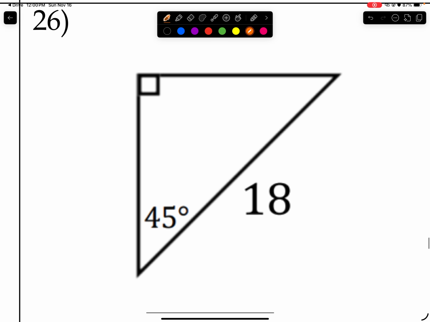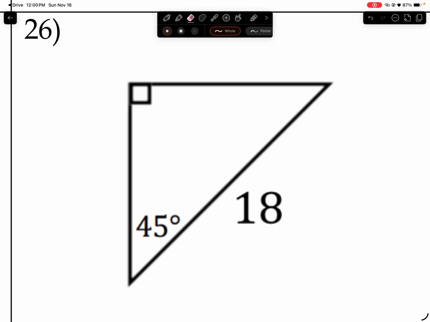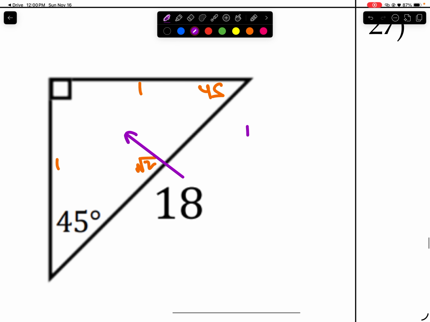So next, we have another 45, 45, 90. So your ratio values are going to be 1, 1, and then root 2. So when I divide going in, I'm going to do 18 divided by root 2. So this is where it begins to get a little tricky, because now we're going to have to rationalize. So I'm going to multiply by root 2 over root 2.